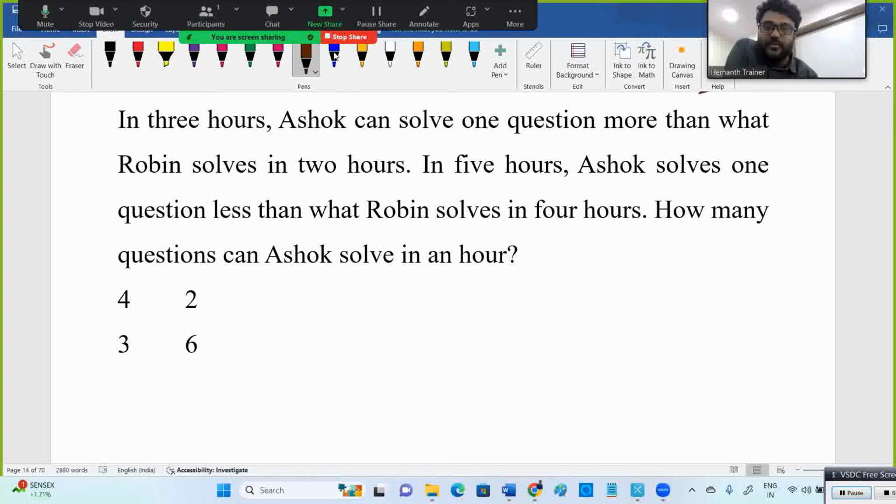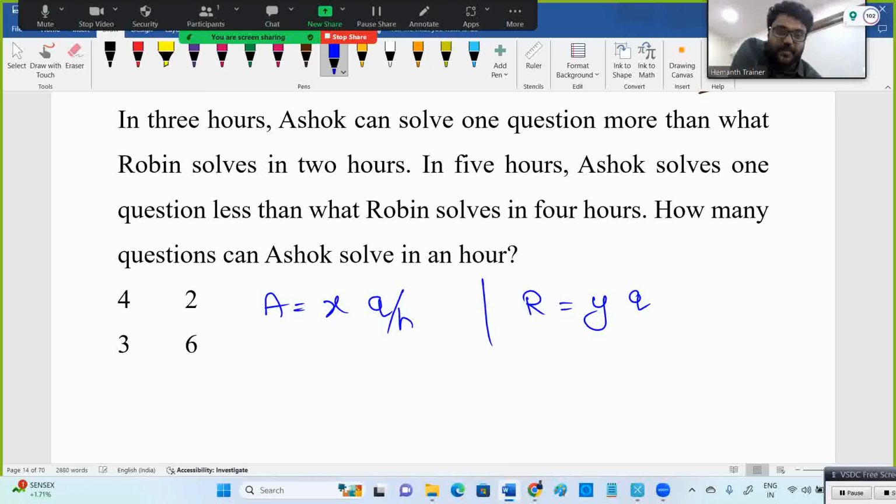So here, in 3 hours, Ashok can solve one question more than what Robin solves in 2 hours. What I'll suggest you, consider Ashok is solving x questions per hour. Q/H means questions per hour. Ashok is solving x questions per hour and Robin can solve y questions per hour. Now in 3 hours, Ashok will do how many questions? 3x, since x questions per hour. And Robin solving in 2 hours is 2y.